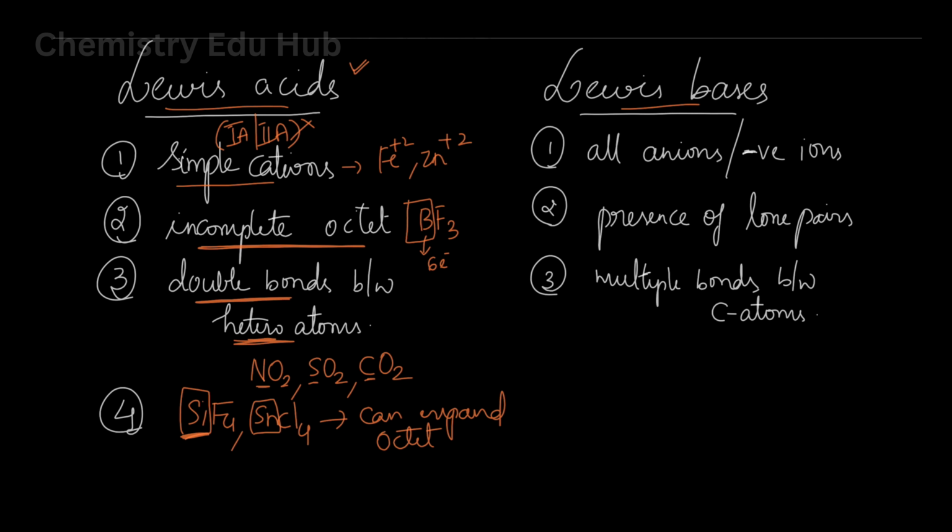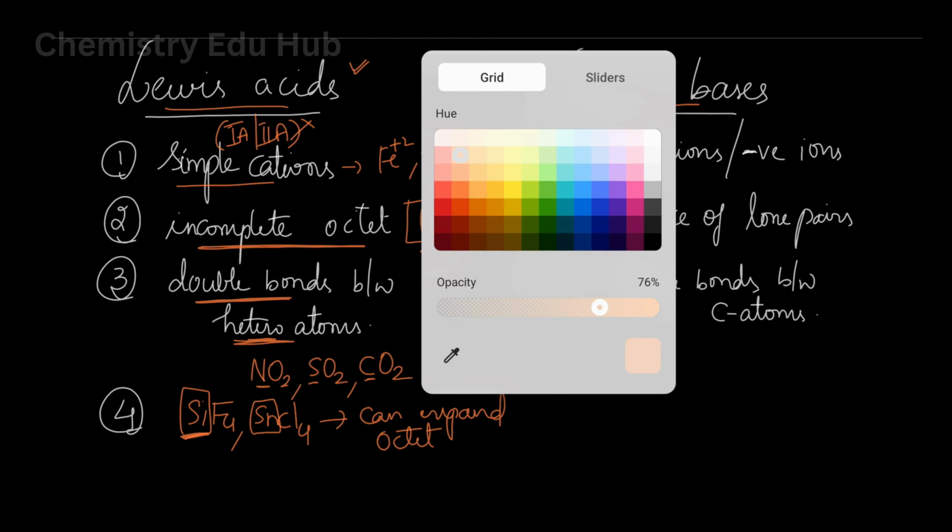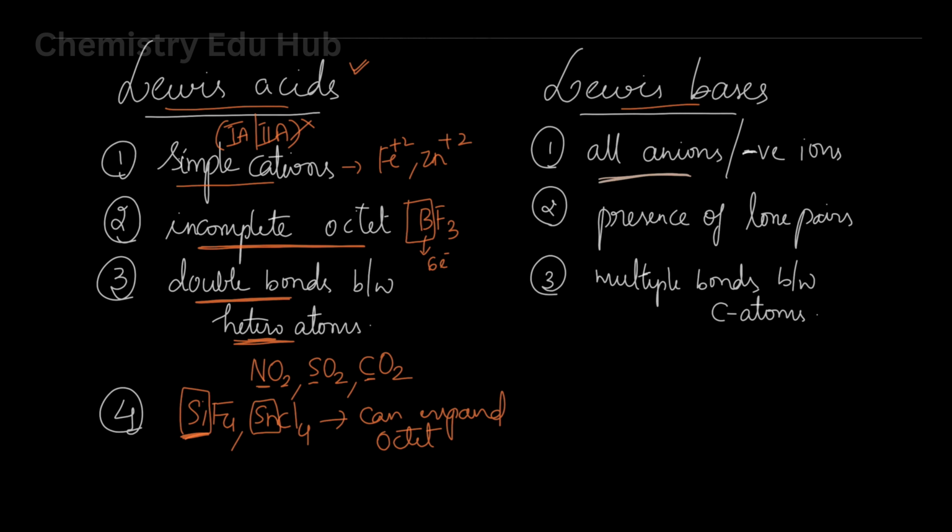If you look at Lewis bases, all the anions, there is no exception here. All the anions which have a negative charge can act as Lewis bases, like OH minus, CN minus, Cl minus, O 2 minus, etc. All the anions can act as Lewis bases because of their negative charge. They can donate a pair of electrons.